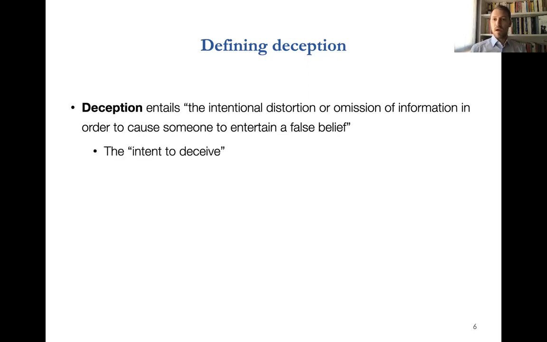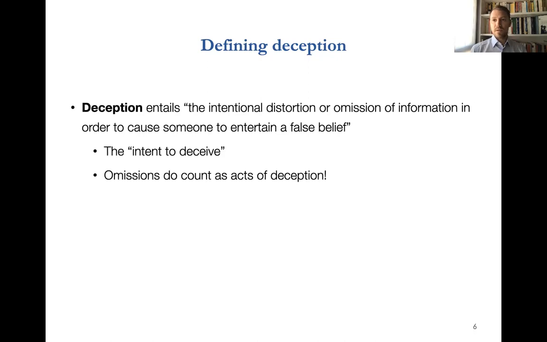The first is the word intentional. According to this definition, in order to deceive someone, we must necessarily have the intent to deceive that person. So it's an intentional behavior, it's an intentional conduct. And that's very important. So we cannot deceive someone according to this definition if we do not mean to deceive that person in the first place. So deception is always intentional.